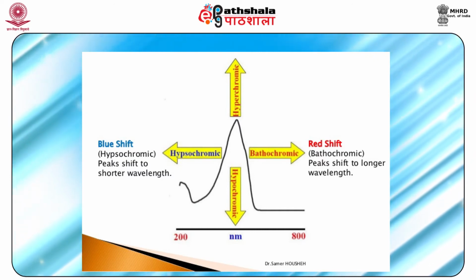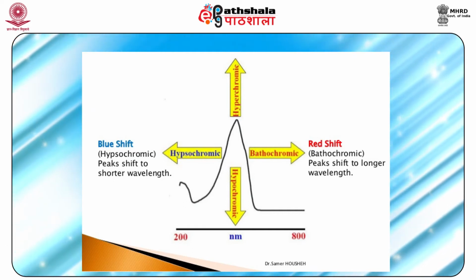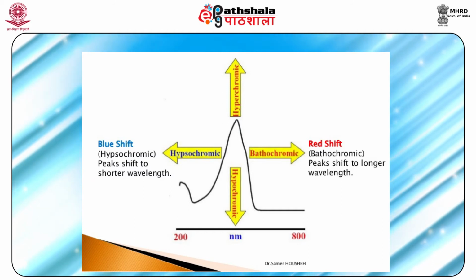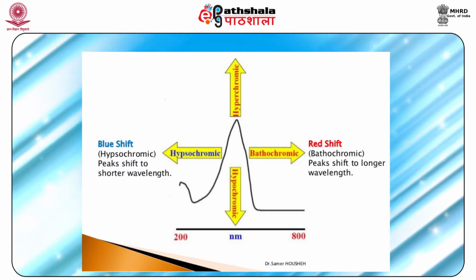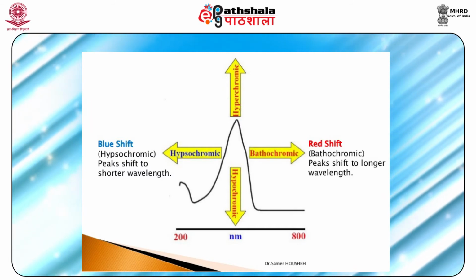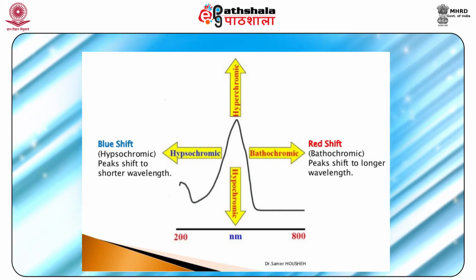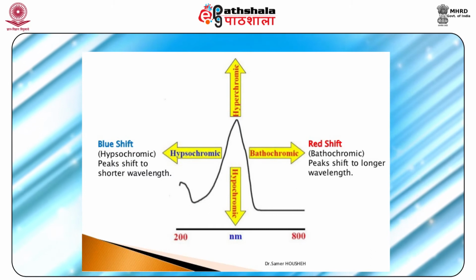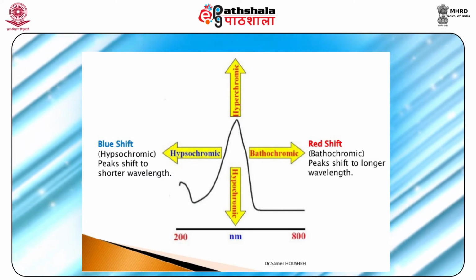Next, auxochrome may result in blue shift or hypsochromic shift. The presence of auxochrome may result in a shift of absorption maximum towards shorter wavelength, which is called hypsochromic or blue shift.